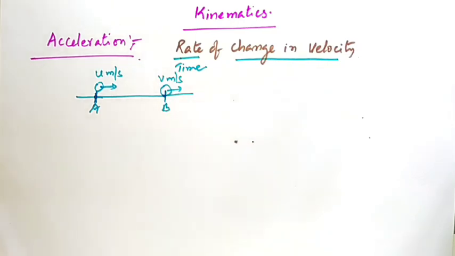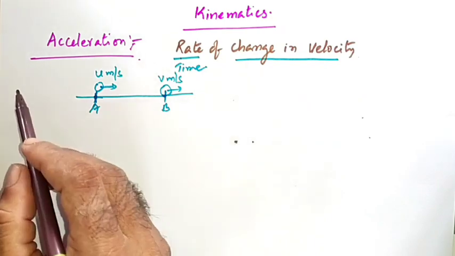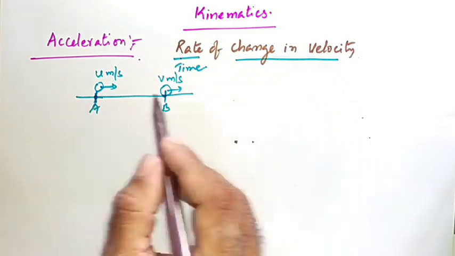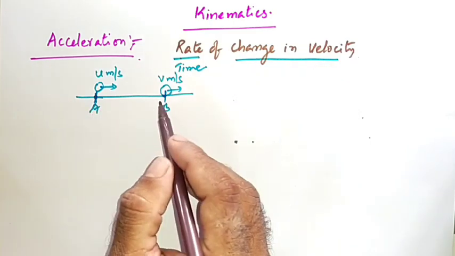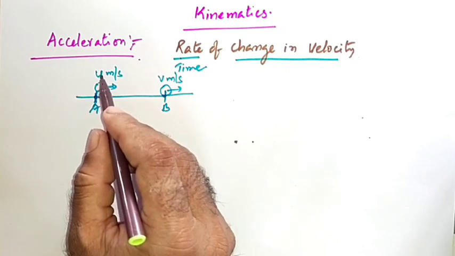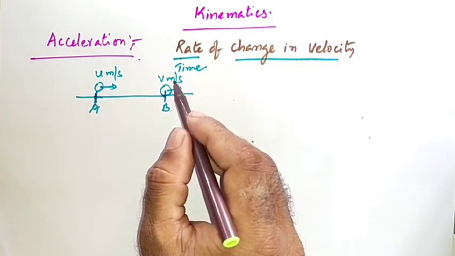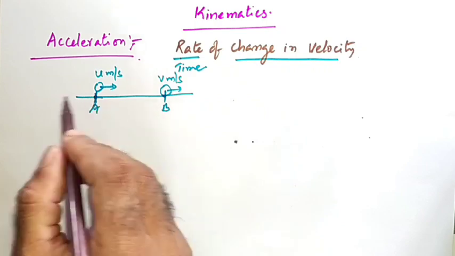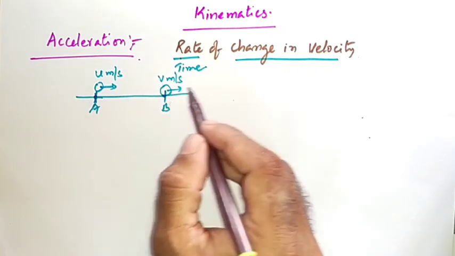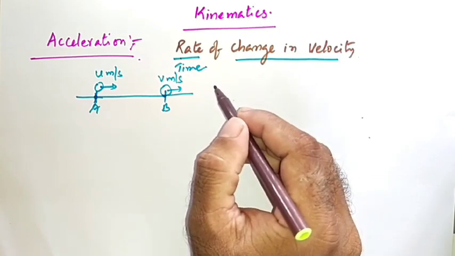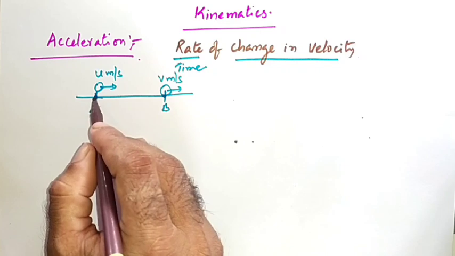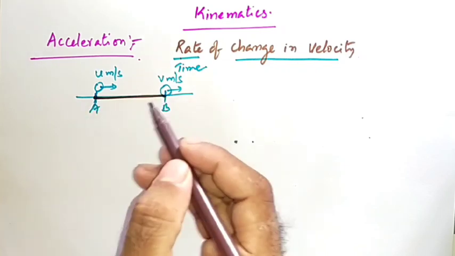Very important this is. The body is coming from somewhere and moving to somewhere, but in between I observed from point A to point B. At point A, its velocity is u meters per second. At point B, its velocity is v meters per second. Before point A, it has some velocity, x meters per second, and after B it has some velocity, z, whatever. But my observation is from point A to point B only.